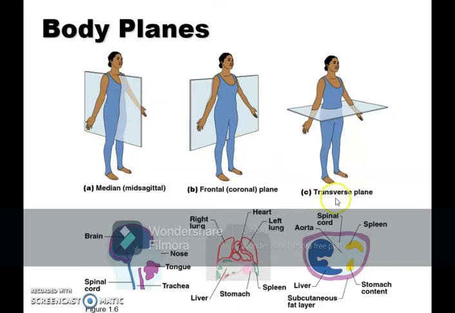The third one is transverse. Transverse divides the body or any of its parts into upper and lower parts. This one is a transverse cut. We have the upper part of the body, which is the superior, and the lower, the inferior. If we're dividing the body into front and back, that's frontal or coronal. And if it's dividing the body into right and left, that is what we call the median plane.